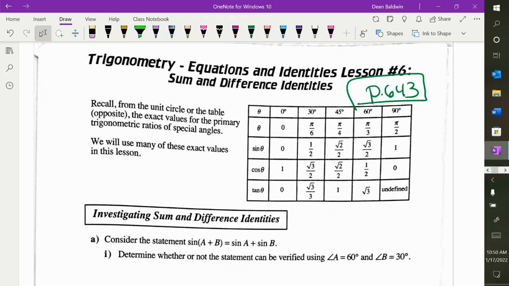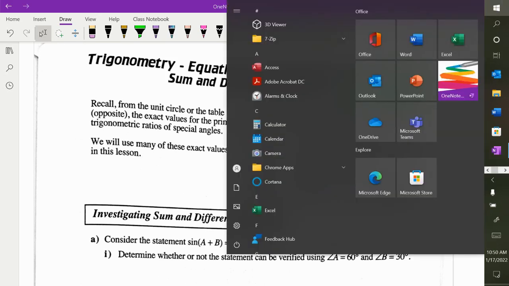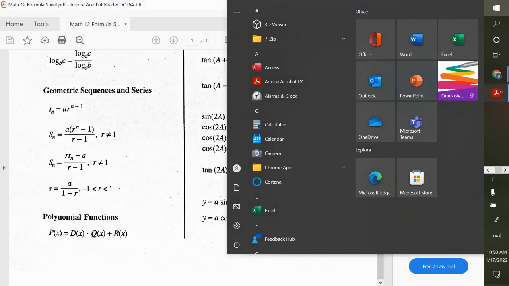All right, 643 people. Do you all have your formula sheets in front of you? Yeah. Take them out, please. They're out. It's in front of you. It's been out the entire time.